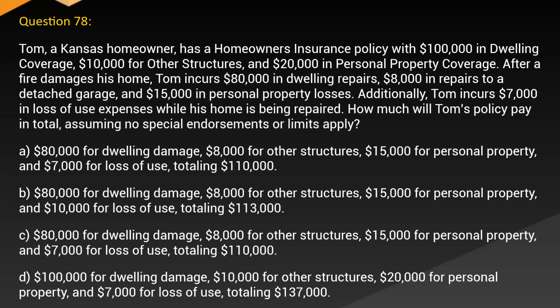A. $80,000 for dwelling damage, $8,000 for other structures, $15,000 for personal property, and $7,000 for loss of use, totaling $110,000. B. $80,000 for dwelling damage, $8,000 for other structures, $15,000 for personal property, and $10,000 for loss of use, totaling $113,000. C. $80,000 for dwelling damage, $8,000 for other structures, $15,000 for personal property, and $7,000 for loss of use, totaling $110,000. D. $100,000 for dwelling damage, $10,000 for other structures, $20,000 for personal property, and $7,000 for loss of use, totaling $137,000.